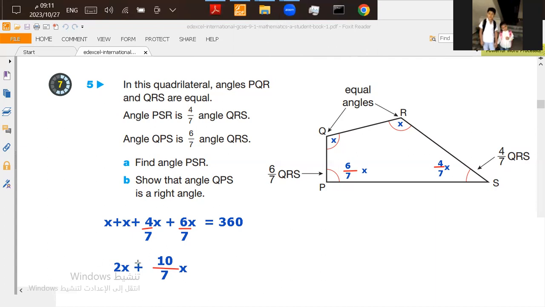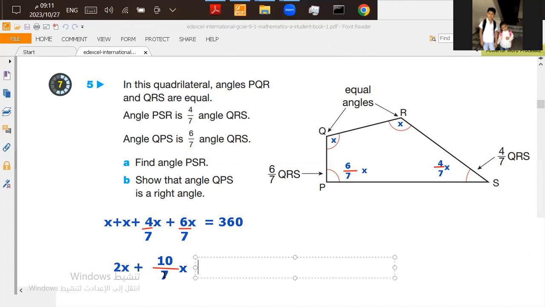You can turn this into a mixed number and then add them together, or you can use a calculator. So 10 divided by 7, and then you add it with 2, and you can turn it into a mixed number or a fraction. It's going to be 24 over 7. So the answer of this one is going to be 24 over 7.